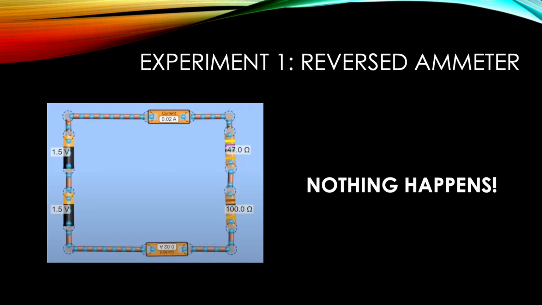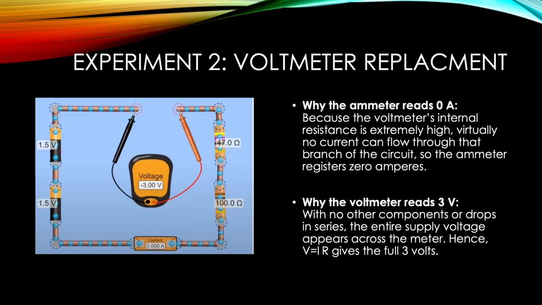So the first experiment was, if we reversed an ammeter, what exactly would happen? And the truth is, nothing really happens. Moving on to experiment 2. What if instead of reversing the ammeter, we replaced it with a voltmeter? Well, in this case, two things happen.